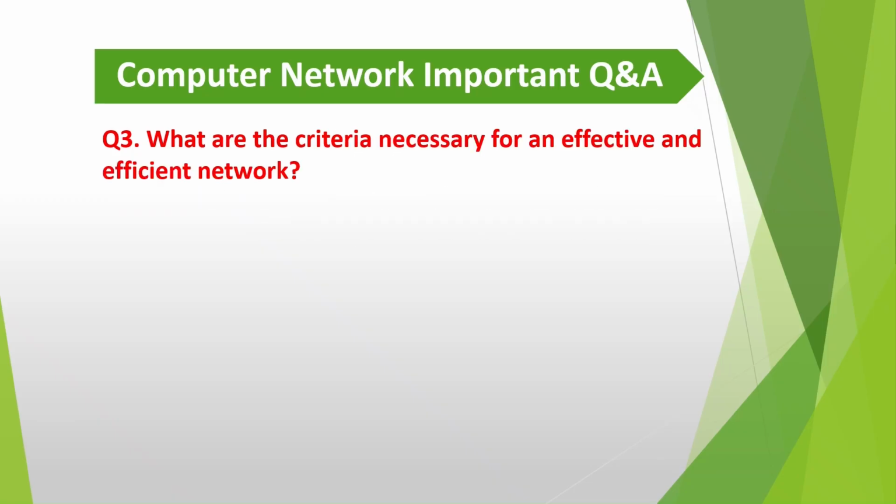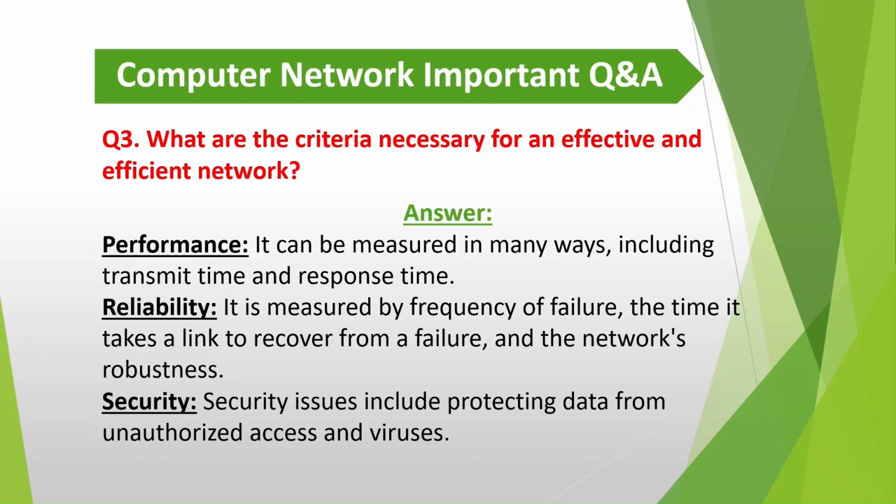Question 3. What are the criteria necessary for an effective and efficient network? Answer. Performance. It can be measured in many ways, including transmit time and response time. Reliability. It is measured by frequency of failure, the time it takes a link to recover from a failure, and the network's robustness. Security. Security issues include protecting data from unauthorized access and viruses.